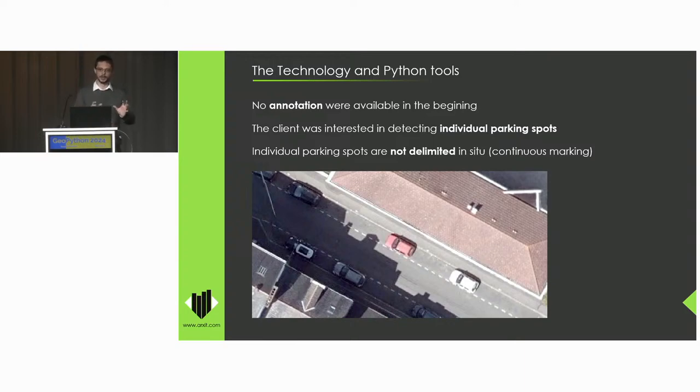To be able to count how many cars you can actually park on the whole territory of the city of Rennes. And as you can see on this image, on the ground, the way the parking spots are marked is very often continuous. You don't have a clear separation between the individual spots. So it's quite complicated to detect the individual spots in this situation using AI tools.